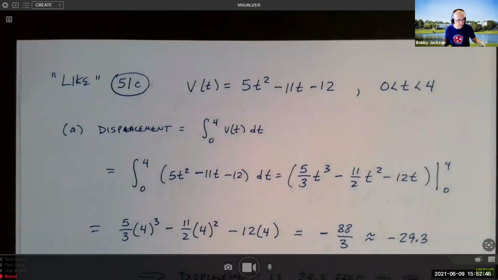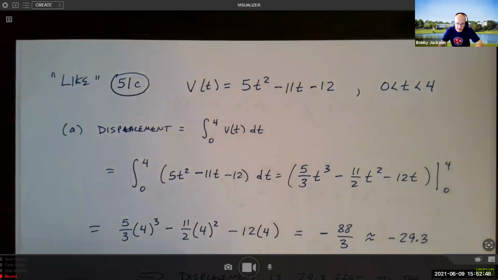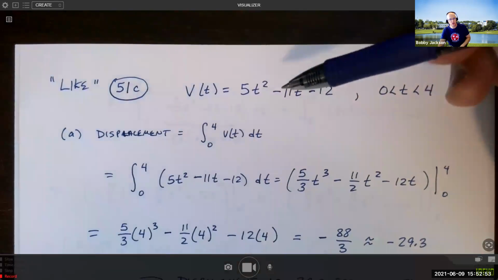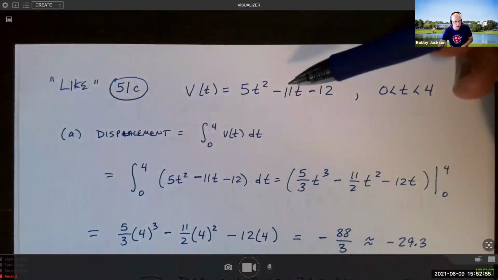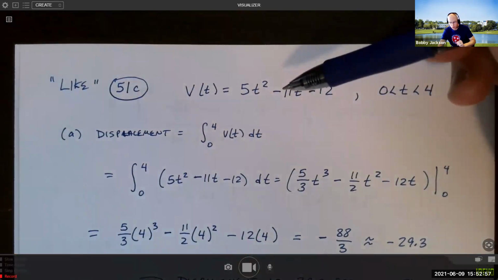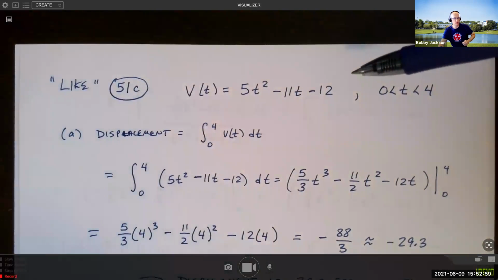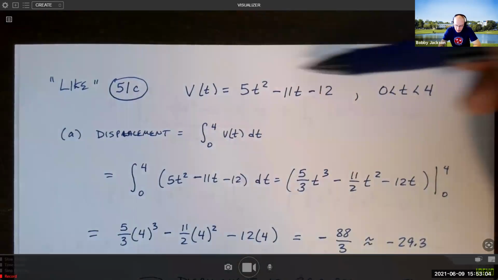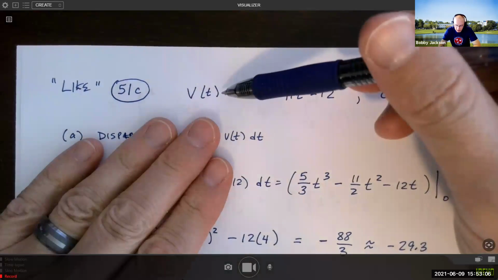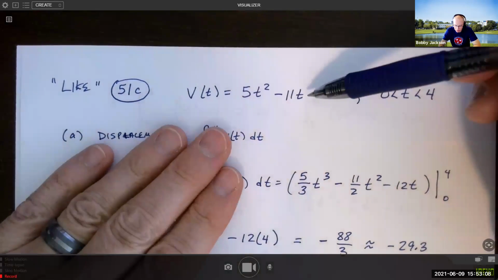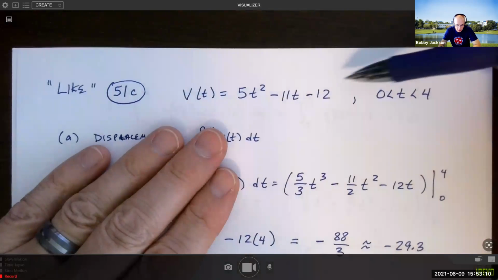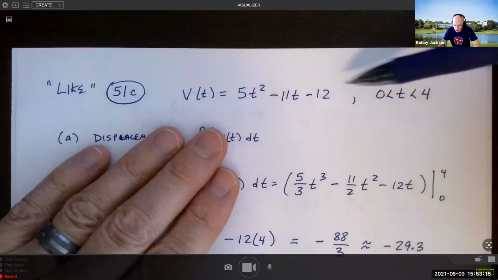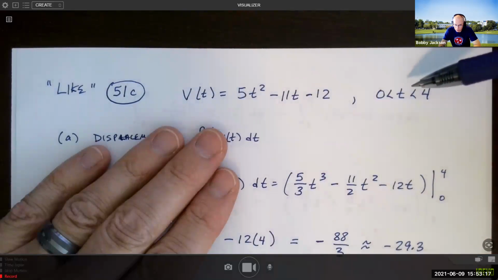Let's look at one like 51C, where we're finding the displacement and distance traveled of a particle that's moving along the real number line. So think about moving left or right. And we're given the velocity, and this is the velocity function that I'm going to use. It's very similar to the one in 5C. It's a quadratic function. We're going to go over the interval from 0 to 4 seconds.